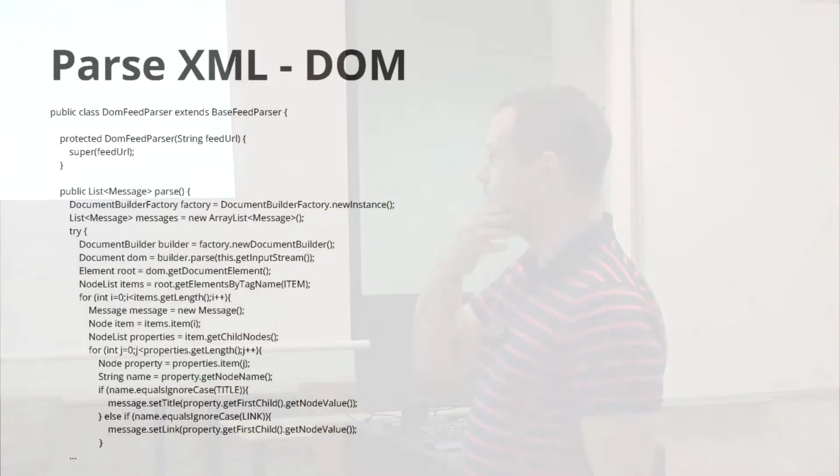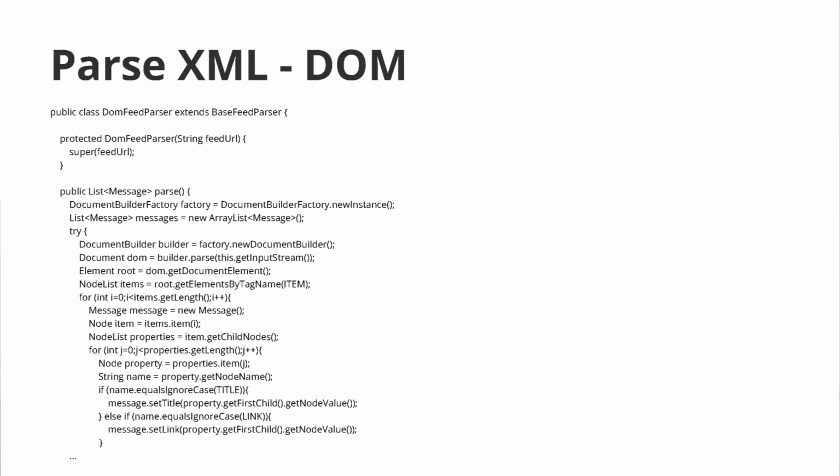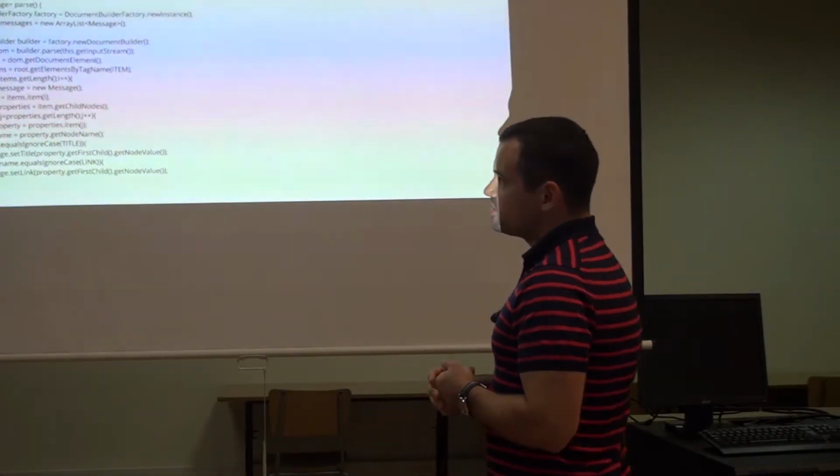So the DOM way. We have here mostly the same structure, but we create this factory, create new document builder from the factory, and again parse from the document builder. When we parse the input stream, what will happen on the API level is the following.